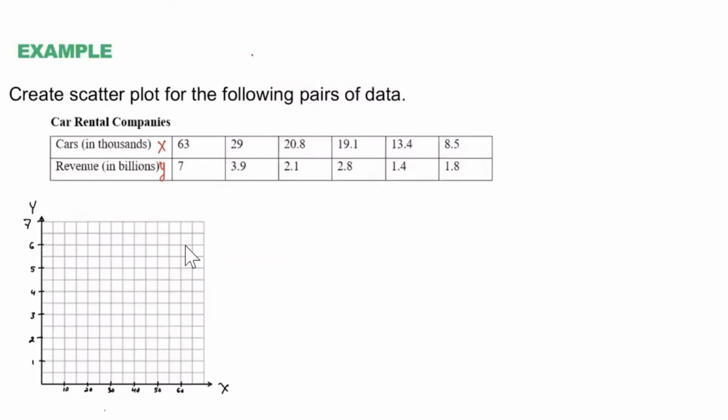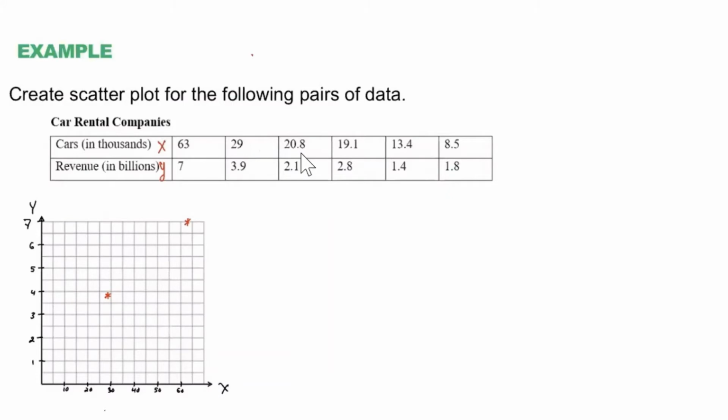63 and 7 should be this one. Okay, 63 comma 7. Next we have 29, which is close to 30, and 3.9. 30 is here, so 29 should be there. And then we have 3.9, which is close to 4. So close to 30, and then we go to close to 4. That is the point. 29 is here, that is 3.9.